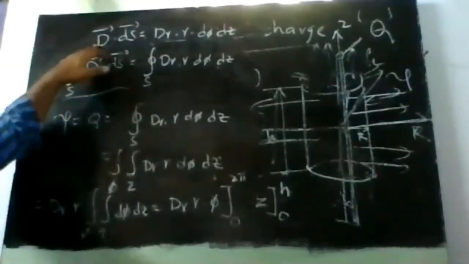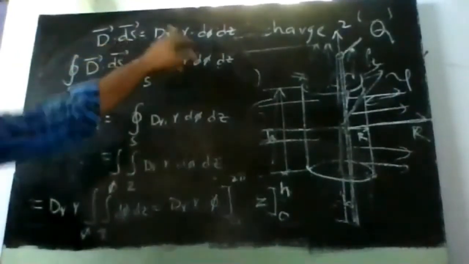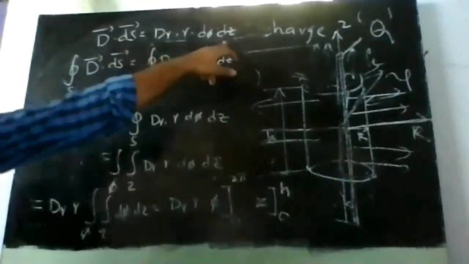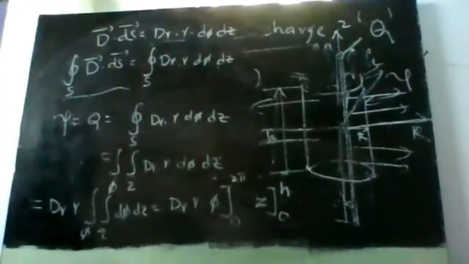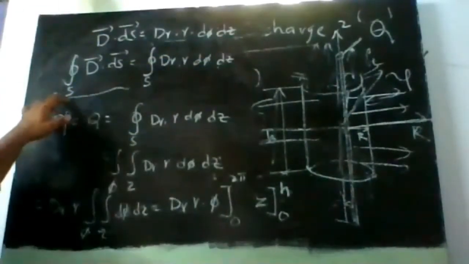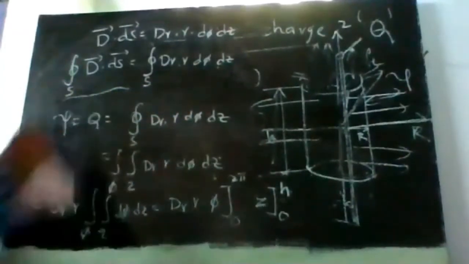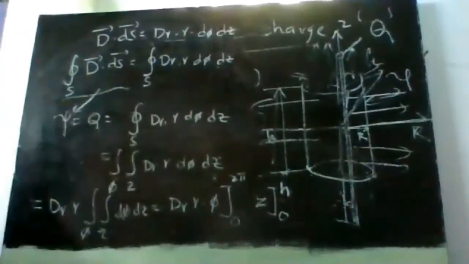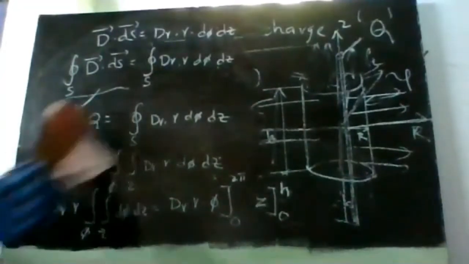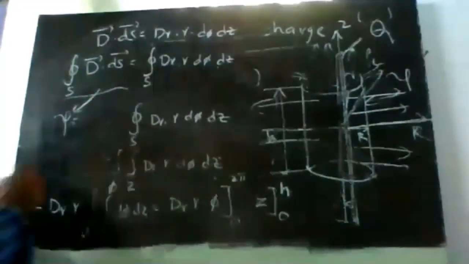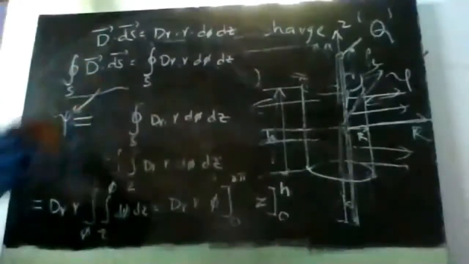So this is D bar dot dS bar. When I take the dot product, aR dot aR will become 1. Then integrate this. Now as per Gauss law, this will be equal to psi, or Q. For the time being, let us consider it as psi.